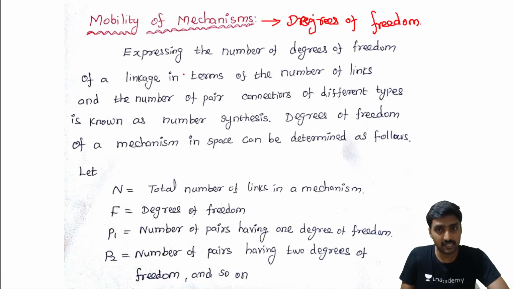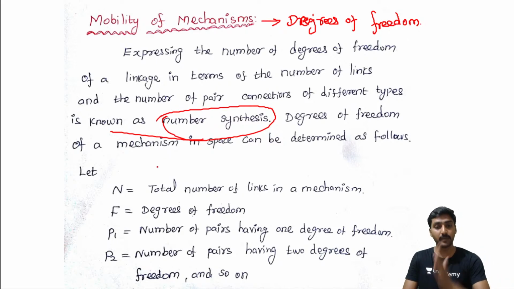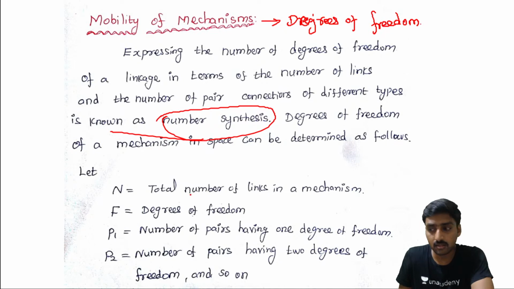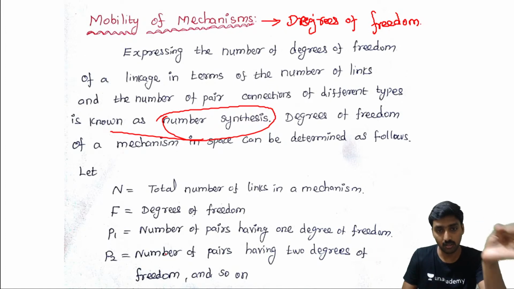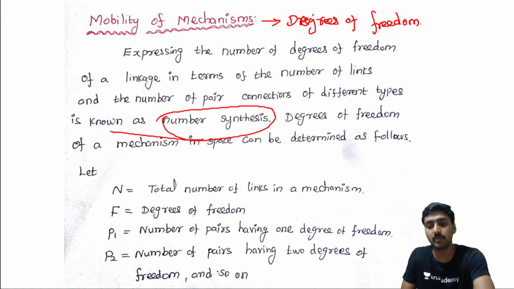Expressing the number of degrees of freedom of a linkage in terms of the number of links and the number of pair connections of the different links is known as number synthesis. Degrees of freedom of a mechanism in space is defined by, here n denotes the number of links in a mechanism, F is degrees of freedom, P1 is the number of pairs having 1 degree of freedom, P2 is the number of pairs having 2 degrees of freedom, and so on.